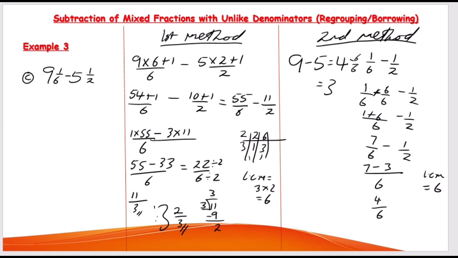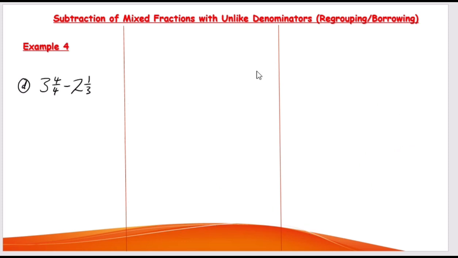Now this 4 over 6, I can still simplify further by dividing by 2. 2 can go in 4 how many times? 2. 2 can go in 6 how many times? 3. Now I'm going to add up my whole number with the fraction that I've gotten. So our final answer will be 3 whole number, the fraction 2 over 3, which is still the same thing as the answer we have here. Let's proceed to the fourth example.